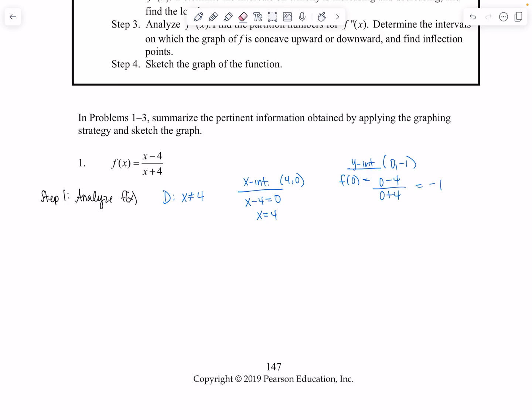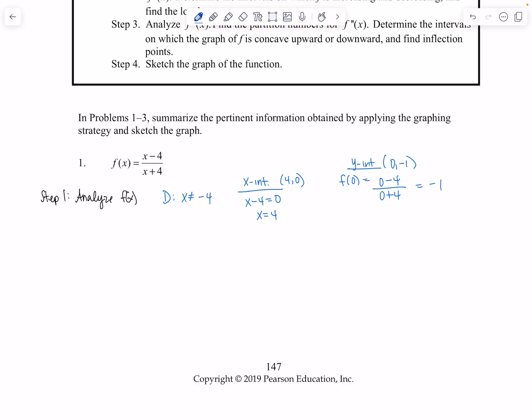Oh, this is not positive 4, this is negative 4, I'm sorry. We want the domain everywhere except where our denominator is 0. That was a negative 4. Okay, that makes more sense. So we've got domain is anything except negative 4. Our x-intercept is 4, 0. Our y-intercept is 0, negative 1.